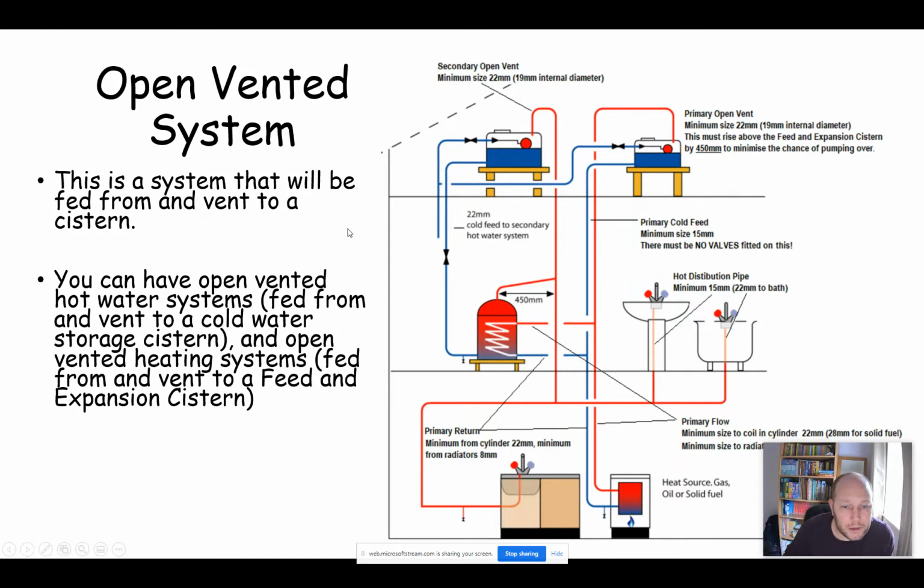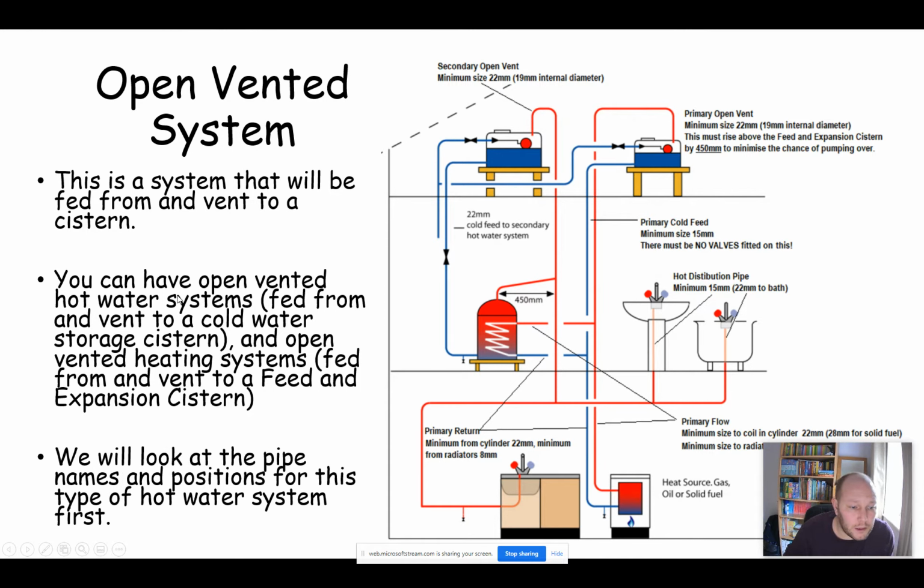Okay, so we can see that an open vented system would have a cold feed pipe and a vent pipe coming from, or venting to, an appropriate cistern. Okay, so we're going to look at the pipe names and positions of these systems.